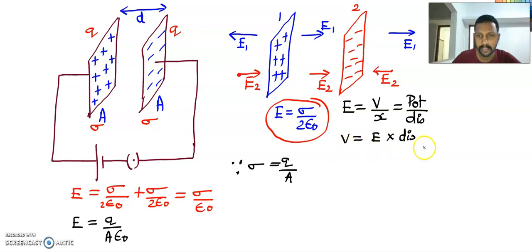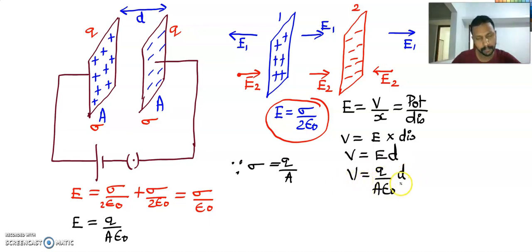Then if I use this relation to get the potential between the plates of the capacitor, I could write the potential between the plates will be electric field intensity into the distance between the plates. What's the distance between the plates? It is D. Therefore V is equal to E into D. What's E? E is electric field intensity. Let's substitute the value. Since we know the electric field intensity is Q by A epsilon 0, I could write V is equal to Q divided by A epsilon 0 into D.